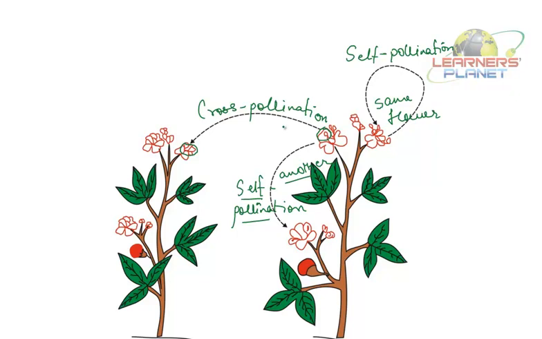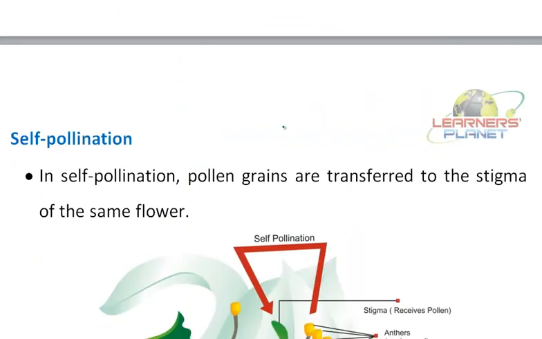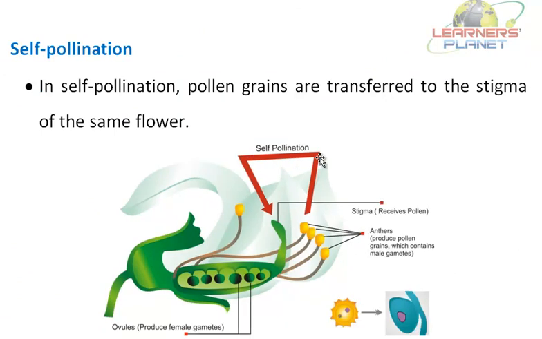So students, there are some ways by which this pollination occurs. But before going to the topic of agents of pollination, let us again study clearly self-pollination and cross-pollination. Yes, students, in self-pollination, pollen grains are transferred to the stigma of the same flower as we discussed. Here you can see a diagram showing self-pollination, where the anther of the stamen is transferred to the stigma of the pistil of the same flower, right?